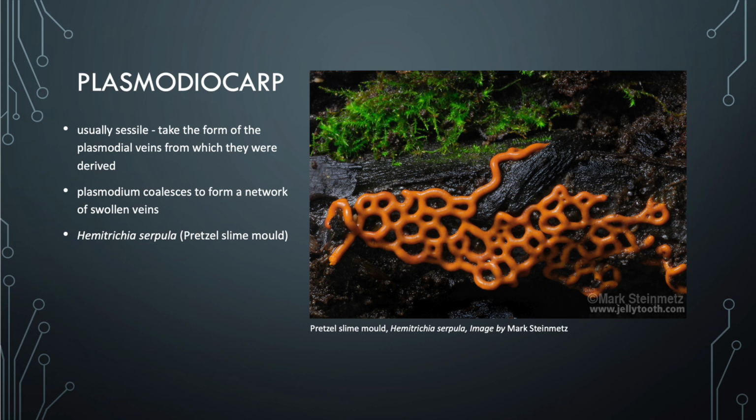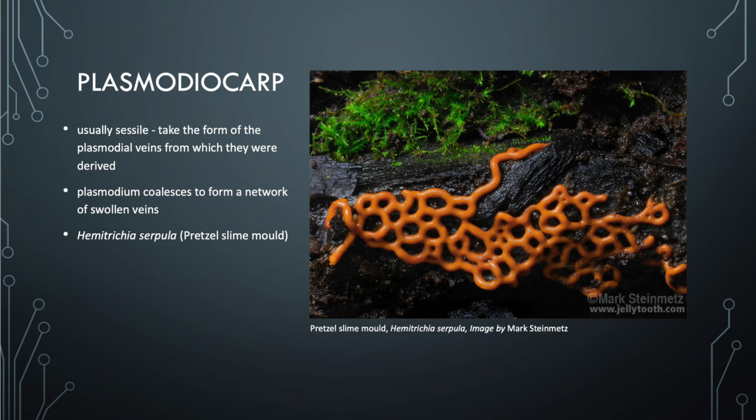An example of this is the pretzel slime mold pictured here, called Hemitrichia serpula. This is extremely small in size, so if you ever see a little tiny pretzel growing on a wet log, you will know that this is a slime mold, and you can see how small it is based on the tiny bryophytes growing in the background.